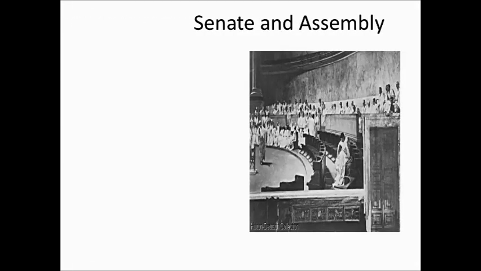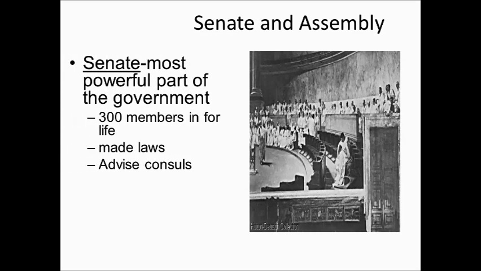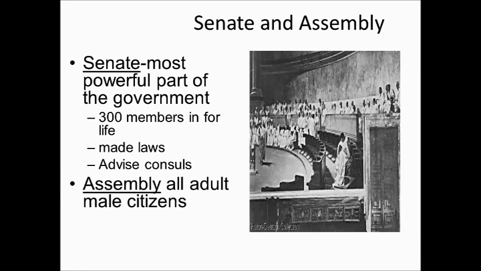Okay, so now the main branch of the Roman Republic, and that was the Senate. It is the most powerful part of their government. It had 300 members who were in it for life. Once you got elected to the Senate, you were in for life. They made the laws, and they advised the consuls.